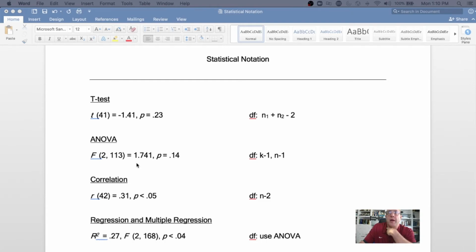Okay, so you have the statistic here, italicized. In parentheses, you have the degrees of freedom. Over here to the right, you have the degrees of freedom formula. You have the test statistic here, and then you have your p-value, your probability that it is a true finding.